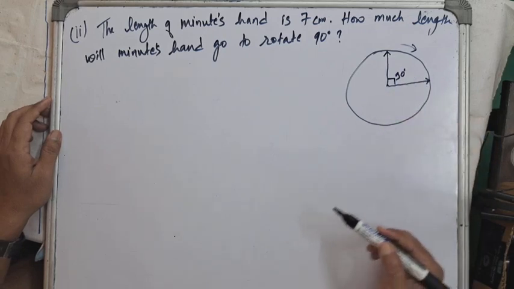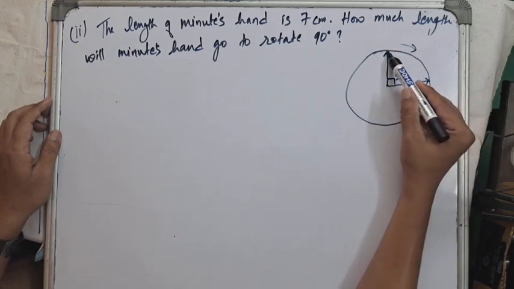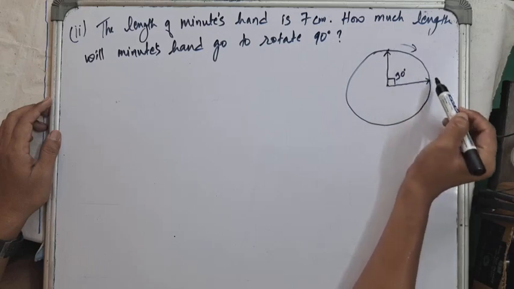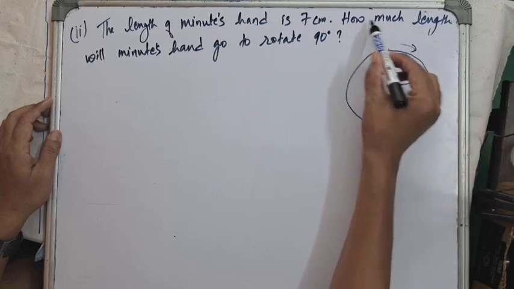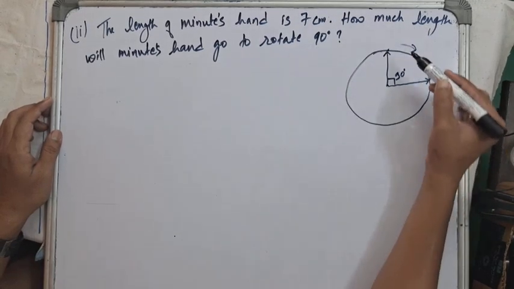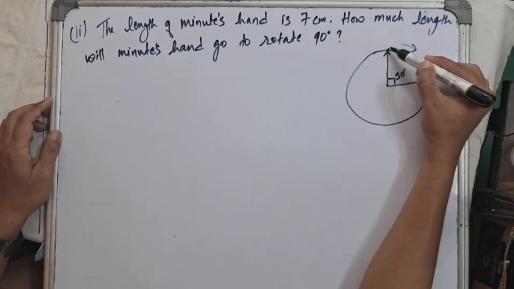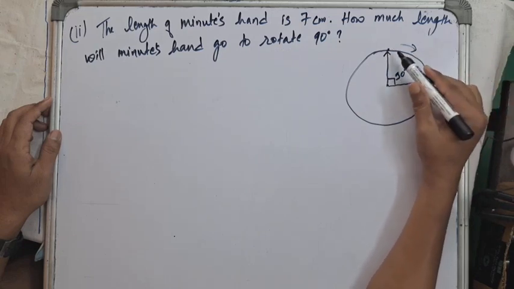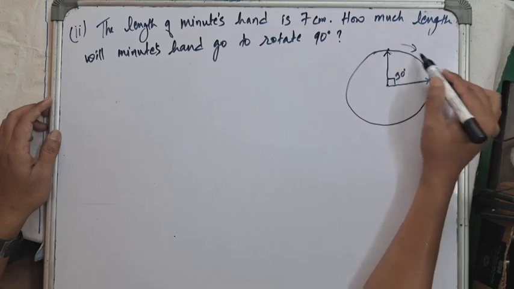So we are asked to find the length or the distance traveled by the minute hand from this point to this point. How much length will the minute hand go to rotate 90 degrees? This means how much distance is covered by the minute hand while completing 90 degrees. So this is the length we are asked to find.